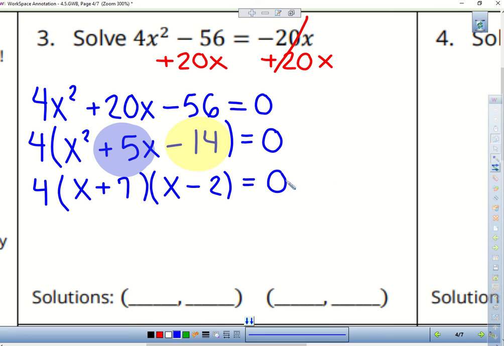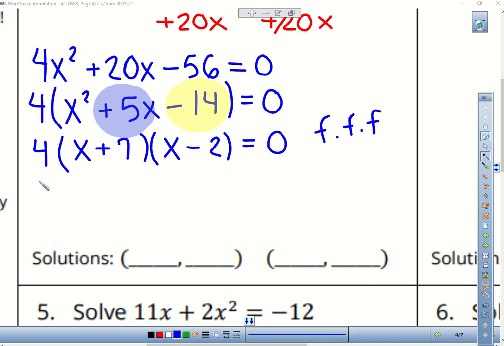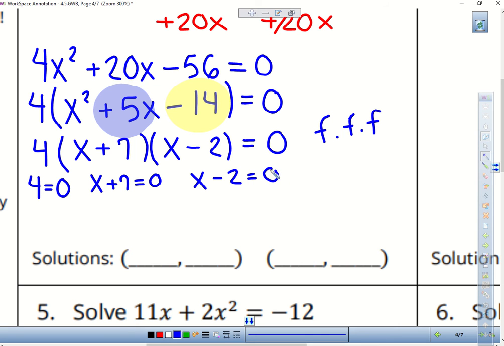So once you have what's called the fully factored form, triple F, you basically then want to set each of these equal to 0. So we have 4 is equal to 0, we have x plus 7 is equal to 0, and we have x minus 2 is equal to 0. So you set every product equal to 0.